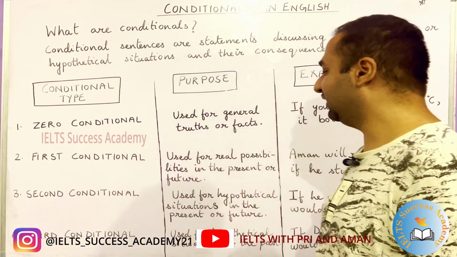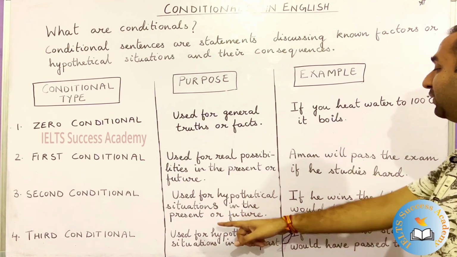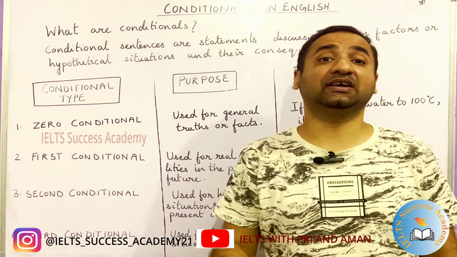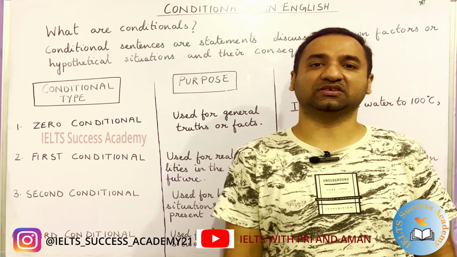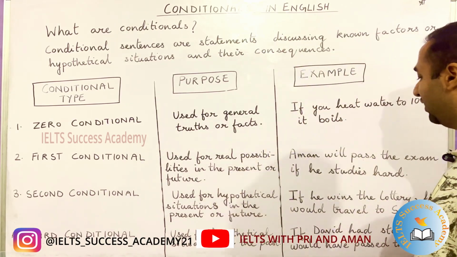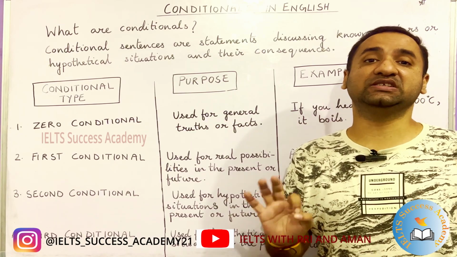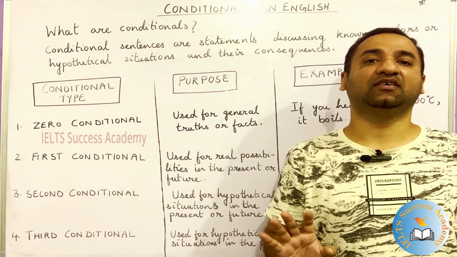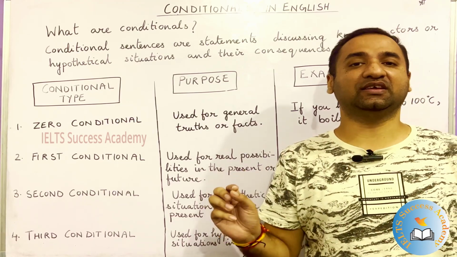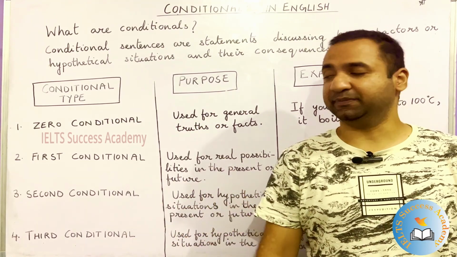The third is second conditional, used for hypothetical situations in the present or future. Hypothetical situation. There is about, let's say, a 10% chance of this happening. If he wins the lottery, chances of winning a lottery are very slim. But if he wins the lottery, he would travel to Spain. The result is guaranteed. If he wins the lottery, there is a very slim chance of winning the lottery. But if he does win, he will go to Spain.